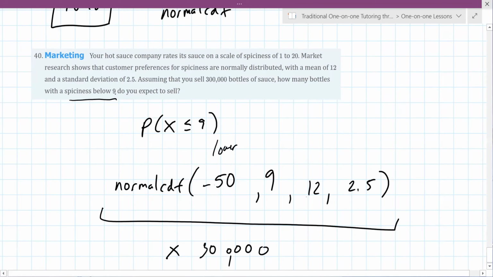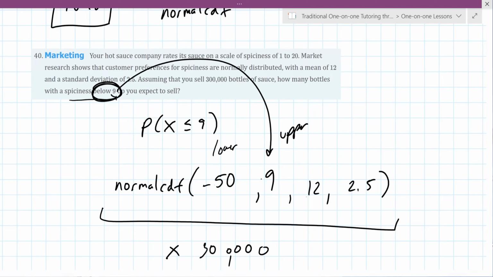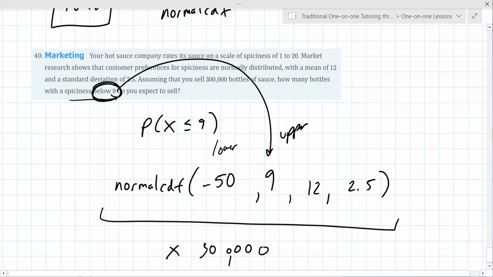Okay, wait, this one's different. So it says below 9 here. It's the only one we've seen like that where that number is now in the upper. You're used to the X greater than, and then figuring out what the upper value is. This one's the flip of it. So the lower number, I would put -50 or just 50? Yes, -50, because it's got to be a lot smaller than 9. And then times 300,000.